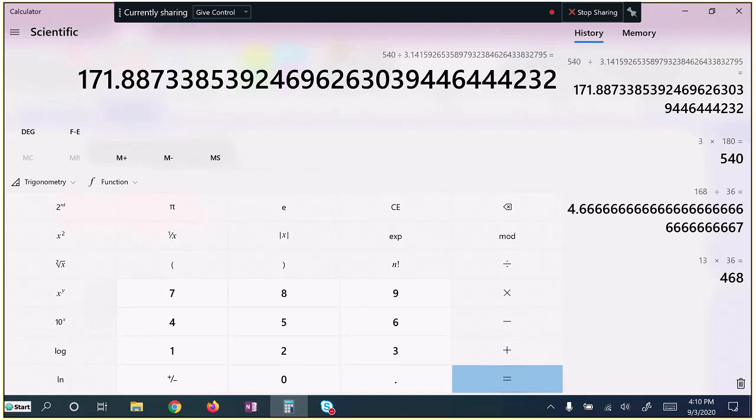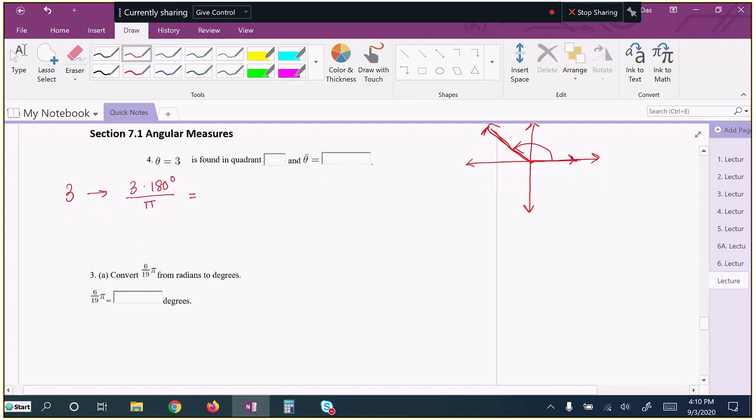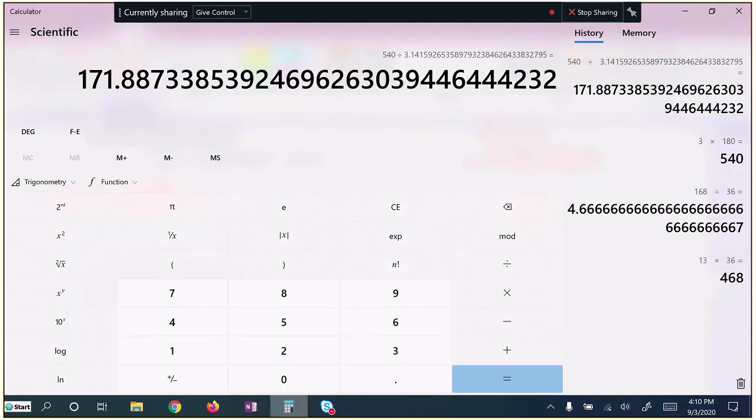171.887, something around that. So if I draw that angle, it's 171, so it's less than 180 degrees. So that should be the initial side, and the terminal side should be this one. The positive angle is, so let's see the value, 171.8873.